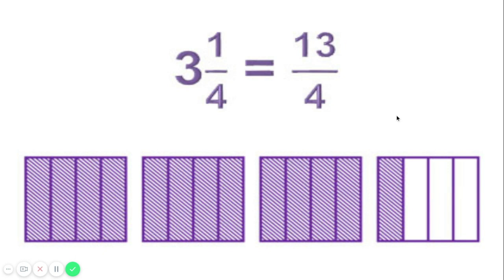This can be kind of a tricky concept to understand, fractions greater than 1. But I will be doing some more videos on comparing fractions and equivalent fractions. So stay tuned for more of those, third graders.